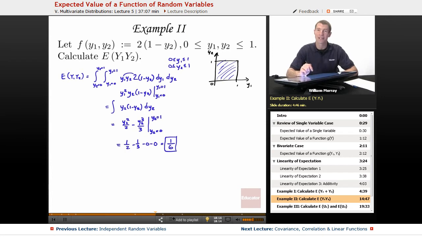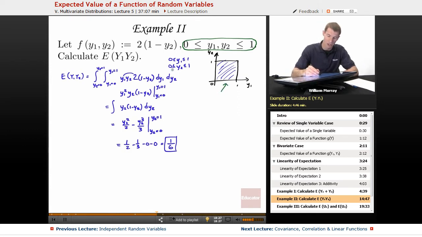So that finishes that problem, but let me recap the steps. First thing I did was I looked at the region there, and I drew a graph there. y1 and y2 are both between 0 and 1, so I got a square. And then I described that region in terms of y1 and y2. They're both constants because it's a square region. And then I used that to set up a double integral. And the y1, y2 here, that came from the fact that we were trying to find the expected value of y1, y2. And then the 2 times 1 minus y2 came from the density function that we were given.